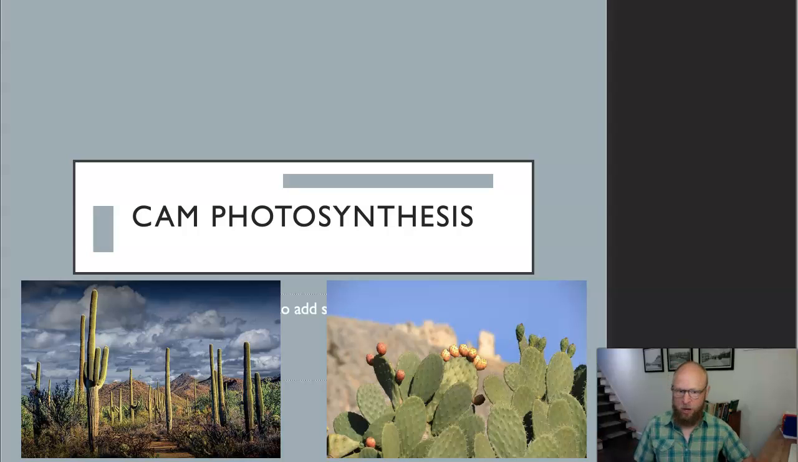All right, now let's talk about CAM photosynthesis. I have a couple of pictures down here of different types of cactus or succulent plants, and that's where we find CAM photosynthesis most often utilized. There are plants that are not cactus or succulents that utilize this type of photosynthesis, but that's where it's most commonly found.